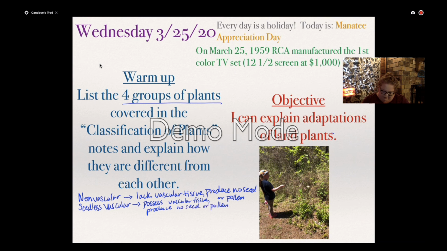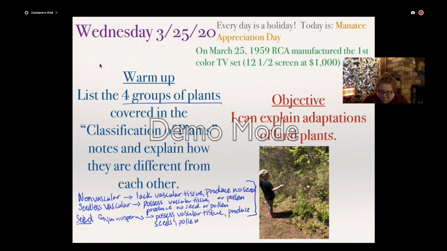All right, and then we have our seed plants, and that falls into 2 categories. We have gymnosperms. These possess vascular tissue, and they also produce seeds and pollen. They do not produce flowers and fruit. So far, none of these produce flowers or fruit.